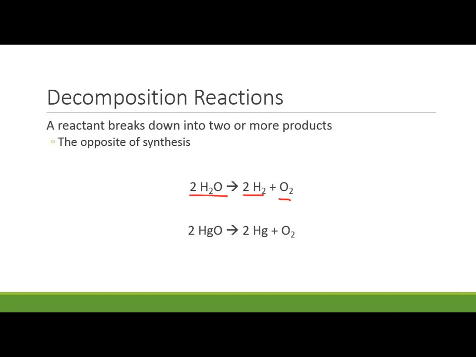We can also take mercury oxide here, like Antoine Lavoisier did, and we can actually break that down into liquid mercury and oxygen gas. So let me show you a quick example to try to illustrate the difference between these two types of reactions.